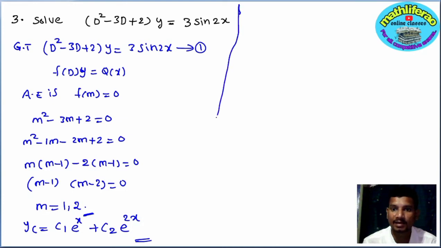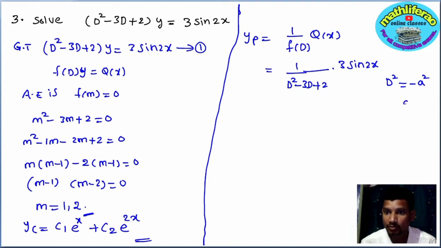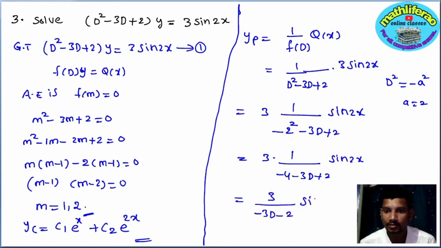Next, find the particular integral. Yp equal to 1 by f of d into q of x. So here that is 1 by d square minus 3d plus 2 into q of x, which is 3 sin 2x. So replace d square by minus a square. Here the coefficient of x, the value of a, is 2. So here we have the constant 3 into 1 by, replacing d square with minus a square, minus 2 square minus 3d plus 2 into sin 2x. So here 3 into 1 by minus 2 square, meaning minus 4, minus 3d plus 2 into sin 2x. Minus 4 plus 2 means minus 3d minus 2 into sin 2x.